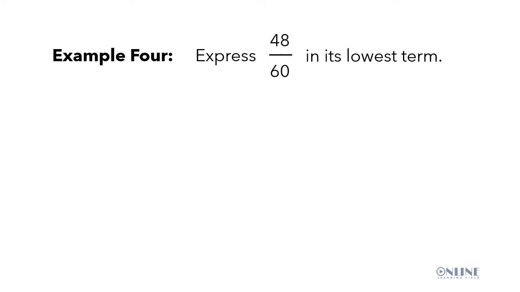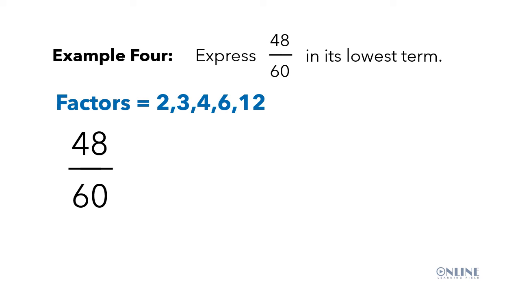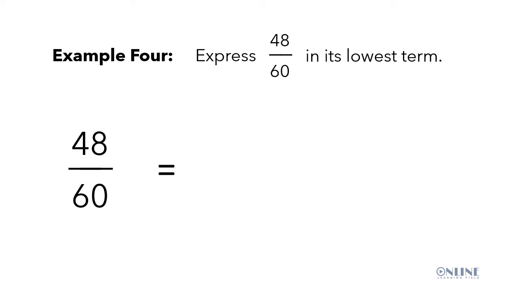In this last example, we are going to reduce 48/60 to its lowest term. Looking closely at this fraction, we can see that 2, 3, 4, 6, and 12 are the factors of 48 and 60. Now, let's pick 12, which is the highest factor. This will make us work faster.